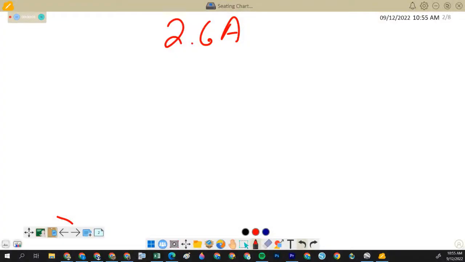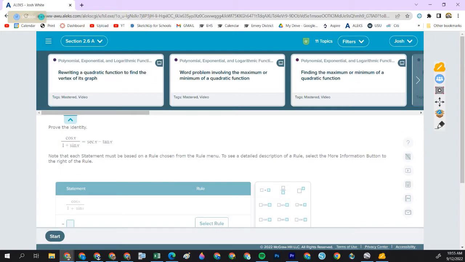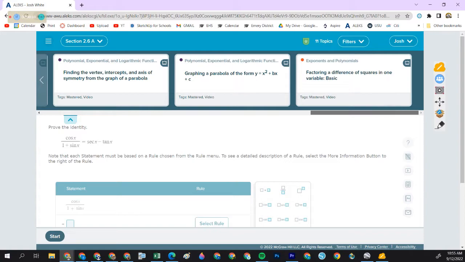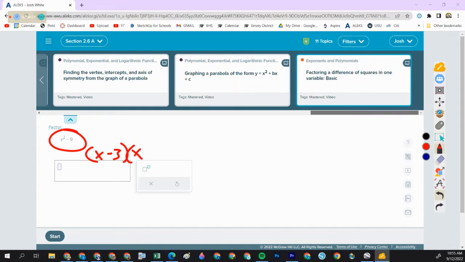We are working on 2.6a. So here is a factoring question kind of thrown in there. What do we call a quadratic that is something squared minus something squared? It's called a difference of perfect squares, and it factors into conjugates. So x minus 3 and x plus 3.